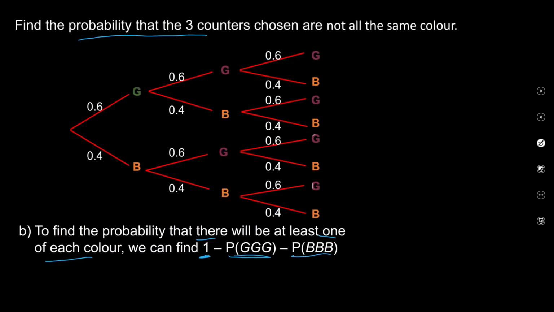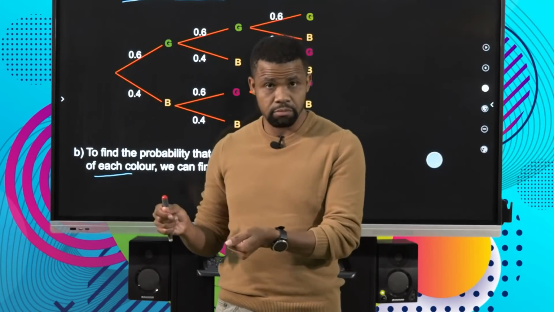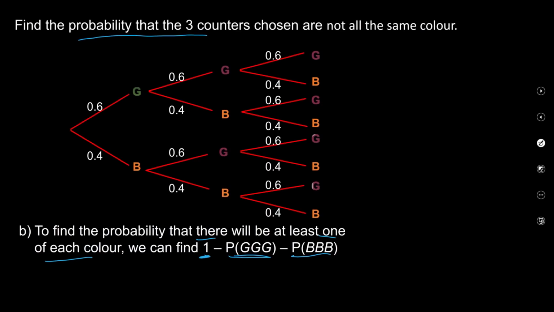Are we together? Because we want the probability that 3 counters chosen are not all the same color. So we say 1 minus the probability of same color. And same color could be green, green, green or blue, blue, blue. Are we together? So we know the probability of green, green, green is 0.6 times 0.6 times 0.6. The probability of blue, blue, blue will be 0.4 times 0.4 times 0.4.